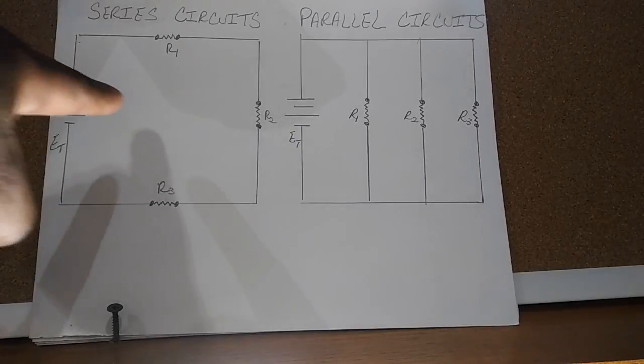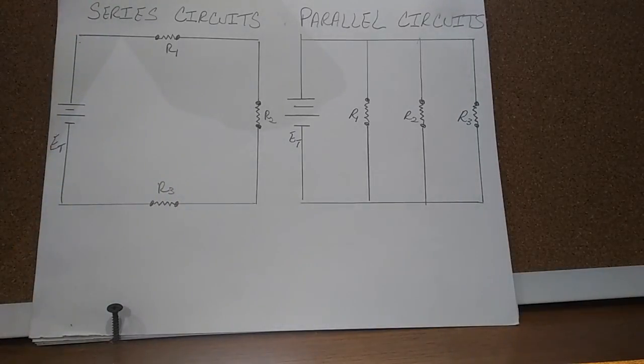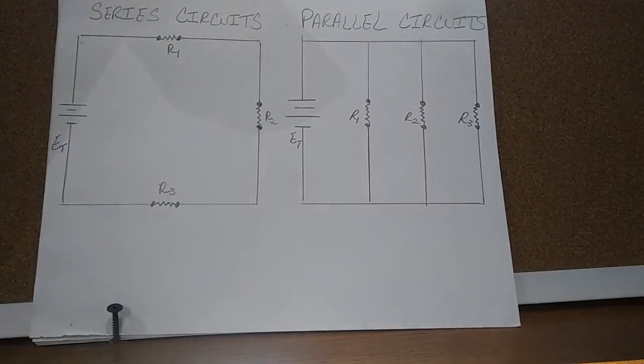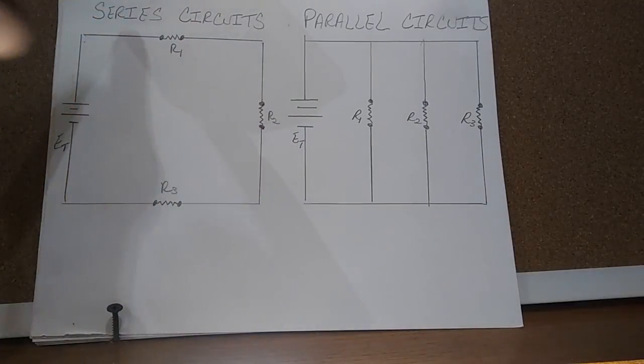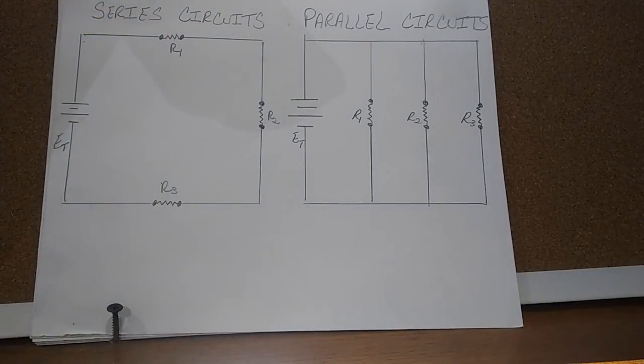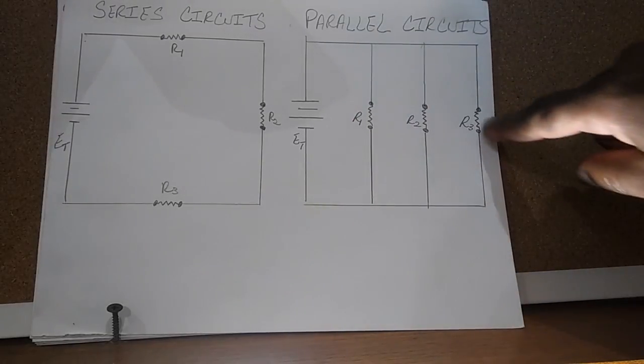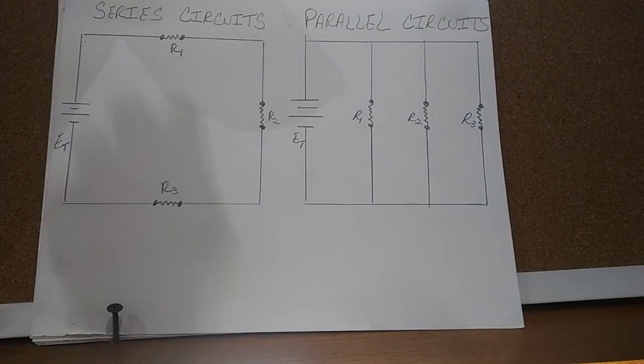Seen on the left-hand side of the screen here is an example of a series circuit. These are the resistors, or the loads. These resistors here are all in series. Now, on the right-hand side of the screen is an example of a parallel circuit. These resistors are all in parallel.